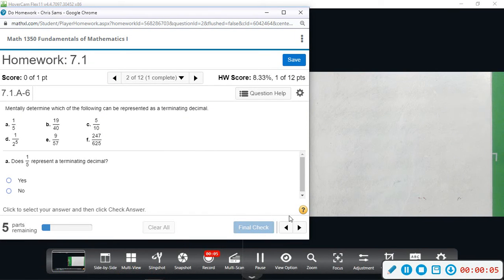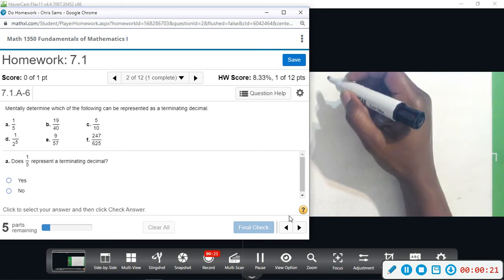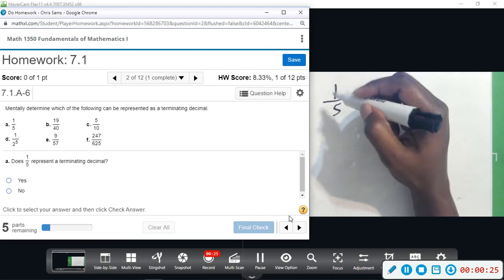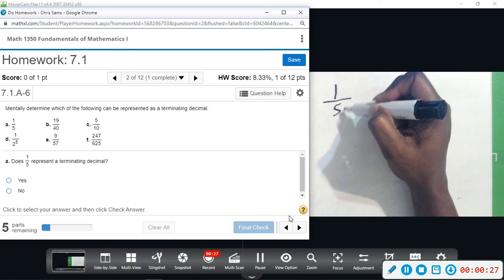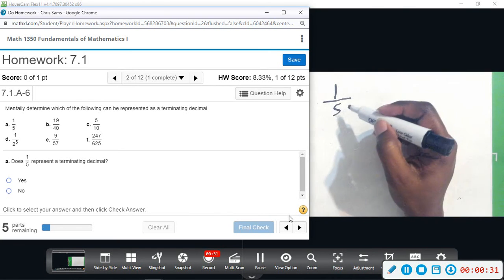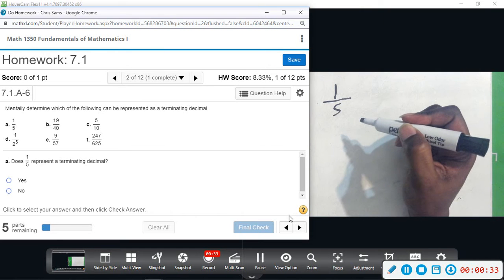Alright, number 2, we want to mentally determine which of these can be represented as a terminating decimal. Okay, so the way you determine if it can be a terminating decimal is if you look at the reduced fraction and you focus on the denominator, and the denominator must only consist of prime numbers 2 and 5. Those are the only two numbers.